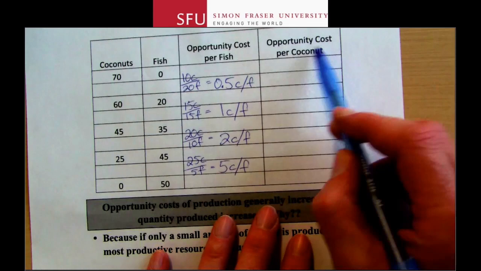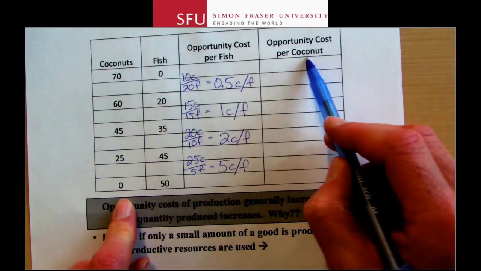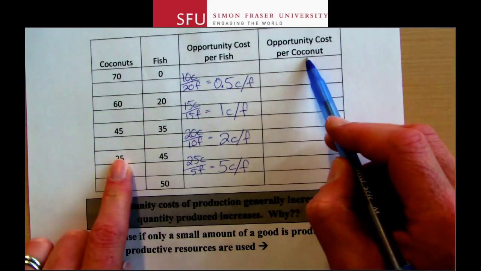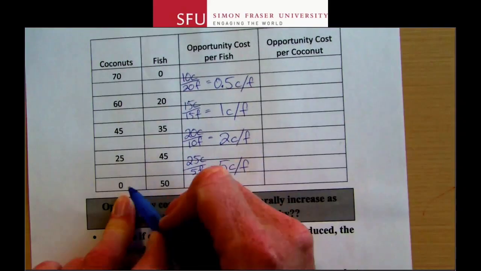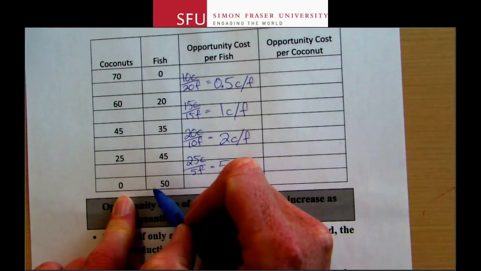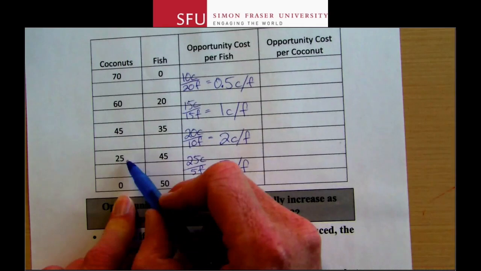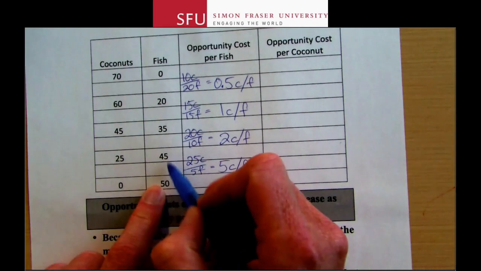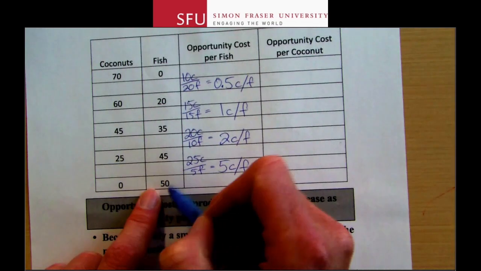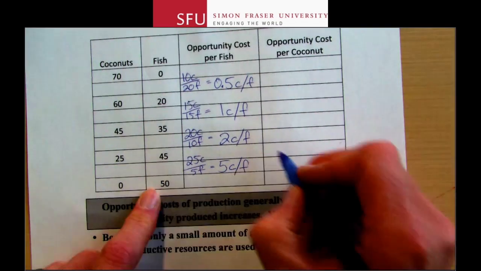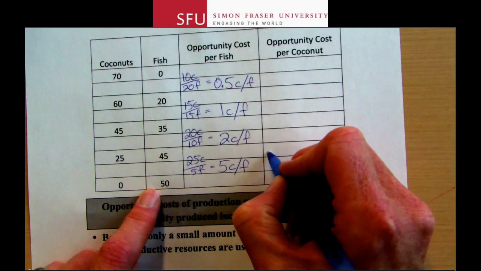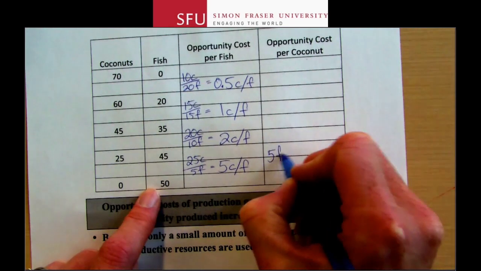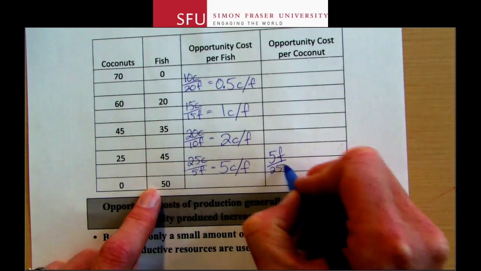So, opportunity cost per coconut. Now we're going to start at the bottom here and go up. Starting with only fish, then they decide, let's have some coconuts. They're going to get 25 coconuts, but they would give up 5 fish. So we're going up the table now. They give up 5 fish, so we put that on the top, and what they would get is 25 coconuts.